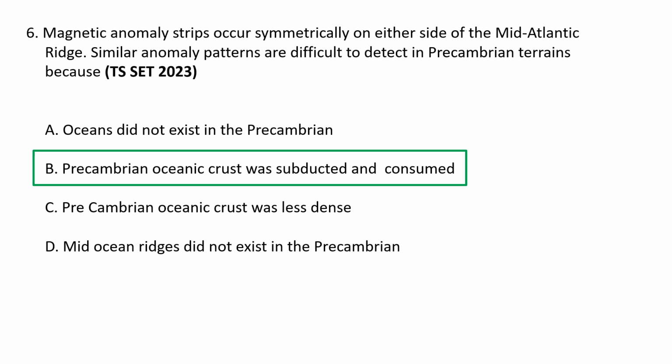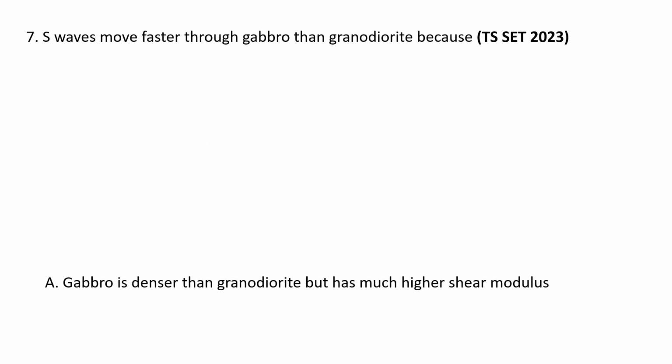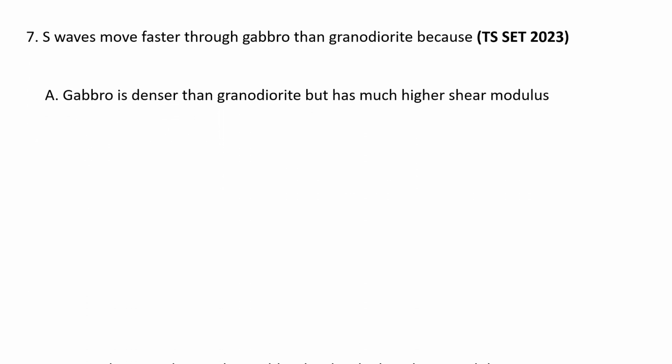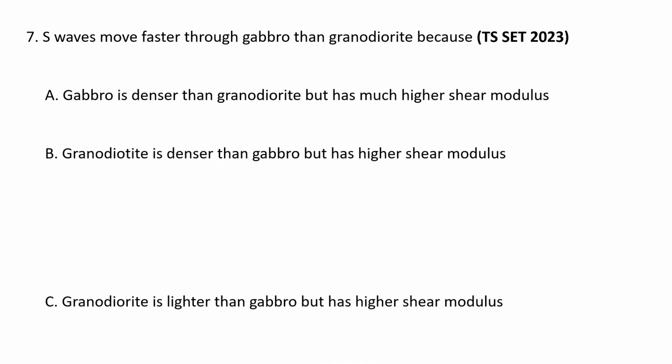Precambrian oceanic crust was subducted and consumed is the correct answer. Next question. S waves move faster through gabbro than granodiorite because A. Gabbro is denser than granodiorite but has much higher shear modulus.